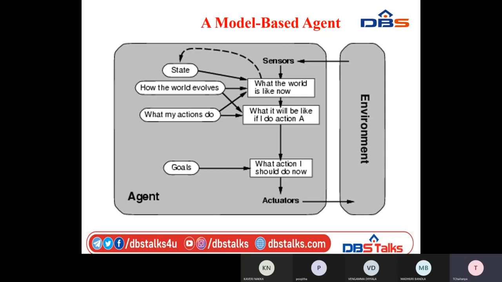Under the agent we will find different blocks. The first one is what the world is like now. The sensor sends the information, and that information is passed to this block, which gives the state. The next block is what it will be like if I do an action A. If I take the action A, what response will come, and how does the world evolve?